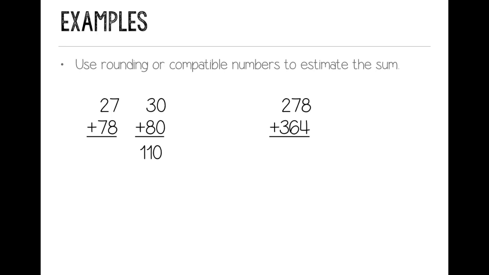Looking at my next problem, 278 plus 364. Let's try this time to round to the nearest 100. So I look at 278, the neighbor of my hundreds place is a 7, so that's 5 or more, let it soar, so 278 should round up to 300. Then I look at 364. I look at the neighbor of the hundreds place, which is a 6, so again, that's going to round up, this time to 400. And 300 plus 400 makes 700.